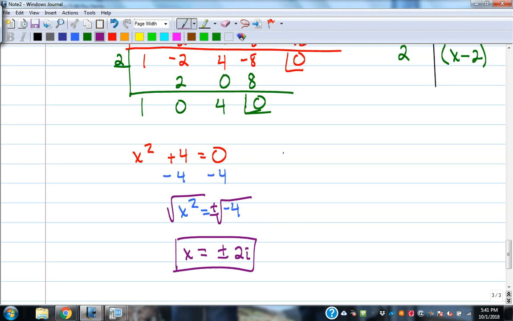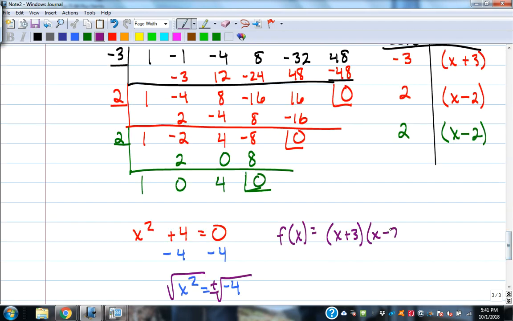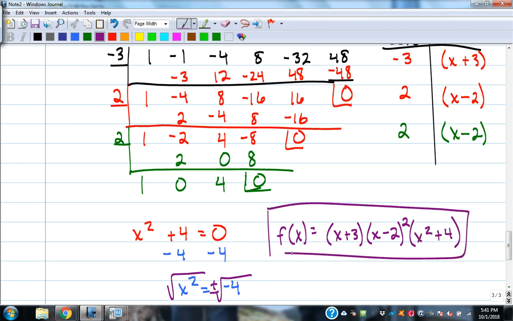Okay? Here's the factored form of our polynomial. We've got x plus 3. That was the first one we used. Remember from our factor up here? Then we had x minus 2. How many times did we use x minus 2? Twice. So it's got a squared on it. And then I'm going to use x squared plus 4 as my third factor because it doesn't have real zeros. It's got complex zeros. So I'm just going to leave it as that quadratic there. And you wouldn't know that unless you solved that quadratic to leave it that way.